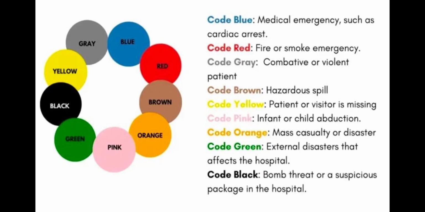Don't be confused by these. Code red, fire is red. When you smoke, it makes a fire. So both are fire. Red code is used for fire or smoke emergency. Gray code, combative violence with patients. Gray means violence with patients. Code brown, hazardous spill. Brown, you should know about it. Code yellow, patient or visitor is missing. Yellow means patients, visitors, anyone who can go missing in the hospital. Code pink, infant or child abduction.